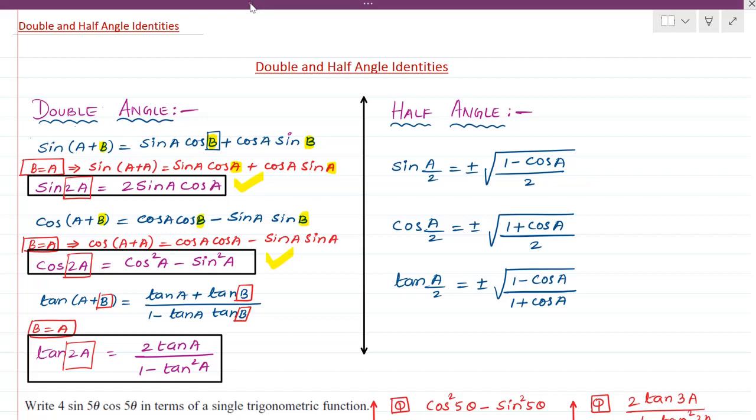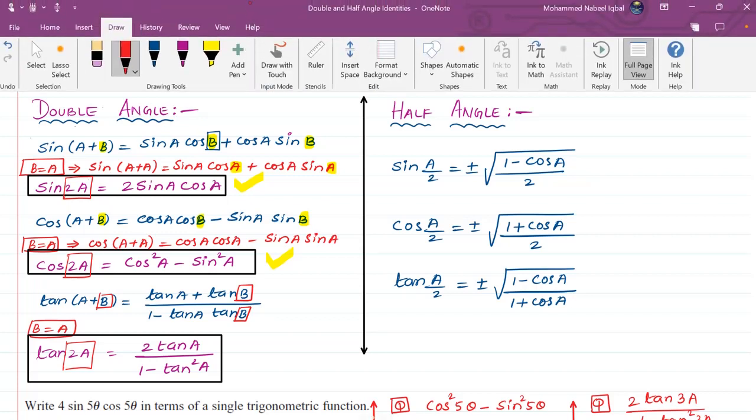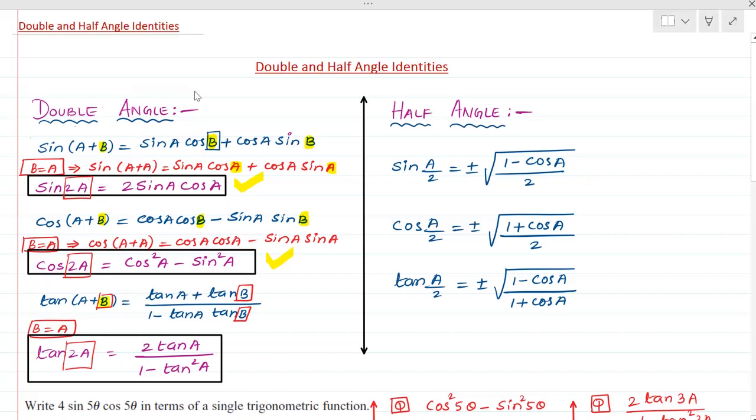Now let us go with the next one, tan of A plus B. What is tan of A plus B? I replace B as A in the same way. If I replace it, you will get tan 2A, which is equal to 2 times tan A over 1 minus tan A into tan B. Since it is a product, it becomes tan square A. So this is the formula for tan 2A.